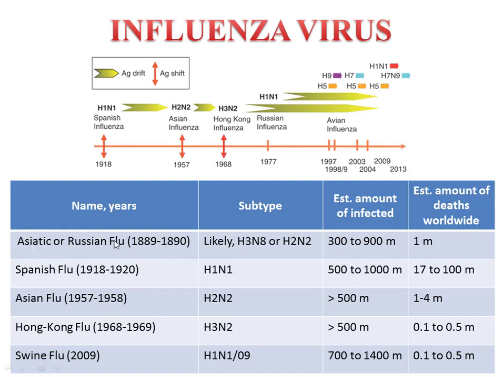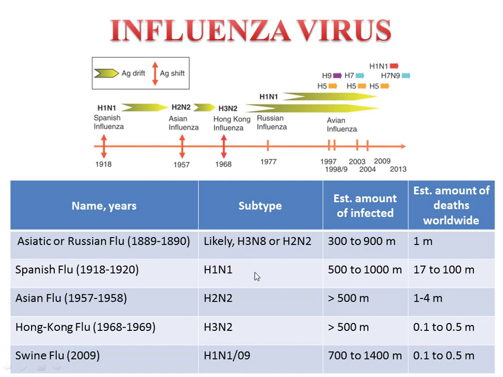That is the Asiatic Russian flu, and likely it is H3N8 or H2N2, and around 300 to 900 million people were affected and around 1 million died. Then the most significant, according to the mortality rate, was the Spanish flu in the beginning of the 20th century, and that is the H1N1 subtype of the influenza virus.